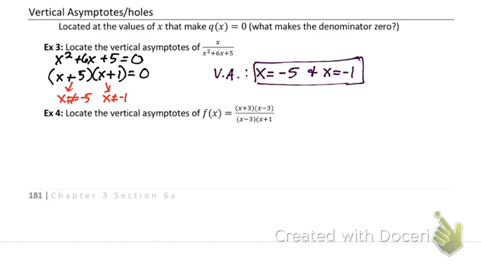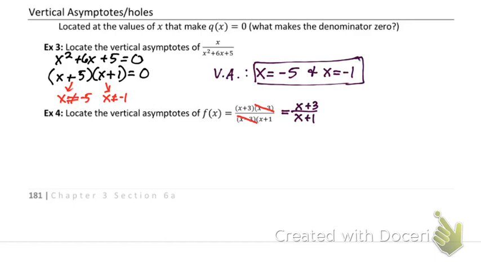All right, the next one says locate your vertical asymptotes. This is kind of an odd duck type problem. If you'd say x equals 3 and x equals negative 1, you actually aren't correct. And why you're not correct is because of this x minus 3 and this x minus 3. We can actually cancel those out, and we could rewrite this as x plus 3 over x plus 1.